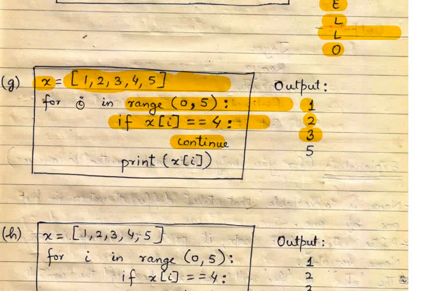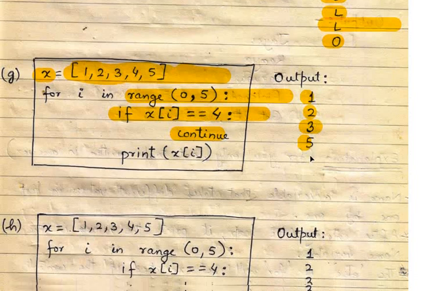So I becomes 4, and x4 is 5. 5 double equal to 4 is not true, it means it's false, so continue will not get executed, and it would be printing x4, and the value of x4 is 5. And after this the loop will be completed, and it will move out of the loop, and there is nothing outside the loop. The program ends here, so there would be nothing printed after this. So the output would be 1, 2, 3 and 5 in different lines, of course.